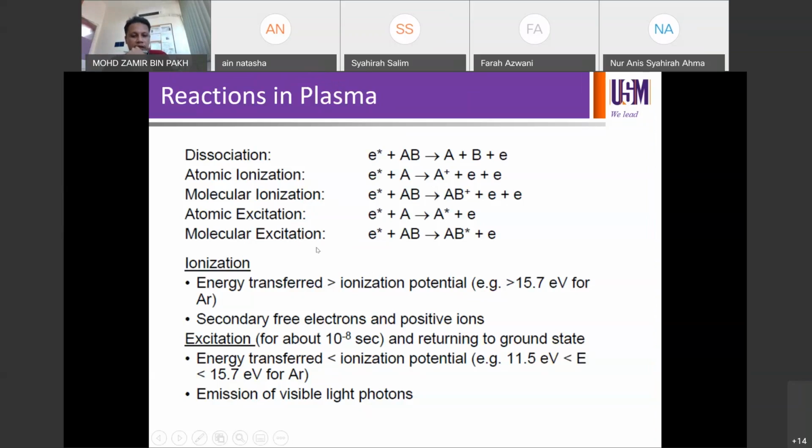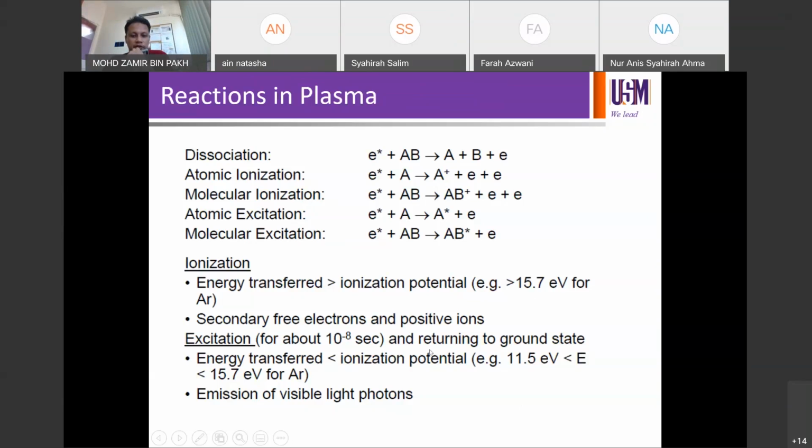So ionization here means energy is transferred in order to ionize the argon gas. So for example, 15.7 electron volt for argon, secondary free electrons and positive ions are formed after the ionization of the argon gas.